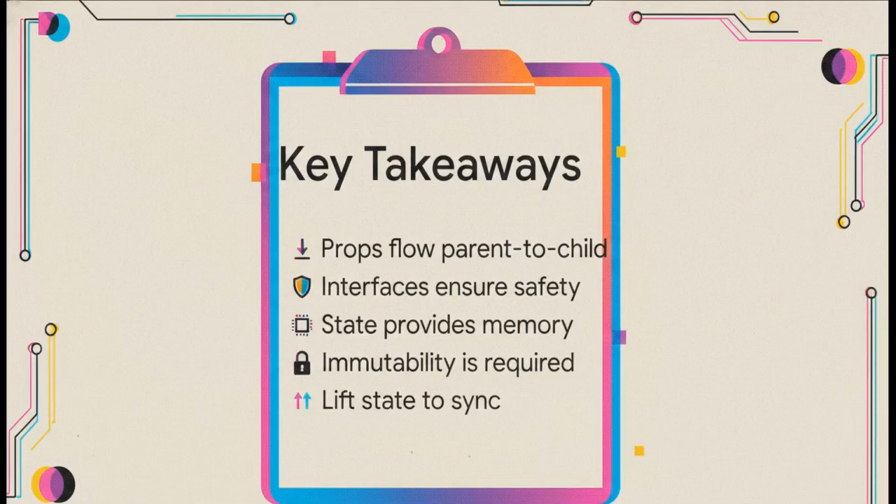All right, let's lock this in. Here are your key takeaways, kind of like a mental cheat sheet for mastering React architecture. Props flow parent to child, interfaces ensure safety, the children prop enables composition, state provides internal memory, immutability is absolutely required for re-renders, synthetic events standardize browser behaviors, and lifting state up is exactly how you sync siblings.